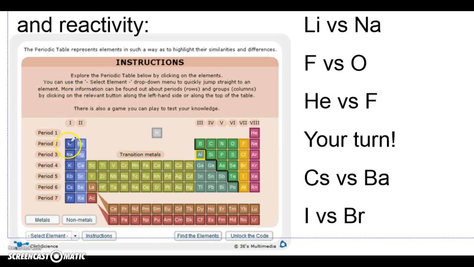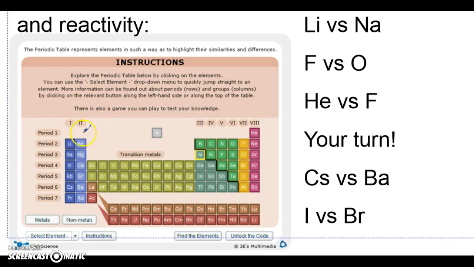For size, we learned that size decreased as you go across, which is strange, but we'll understand why soon. So beryllium is smaller than lithium, boron is smaller than beryllium, and size increases as you go down. So we've got sodium getting bigger than lithium, potassium bigger than sodium. They just get bigger and bigger and bigger.